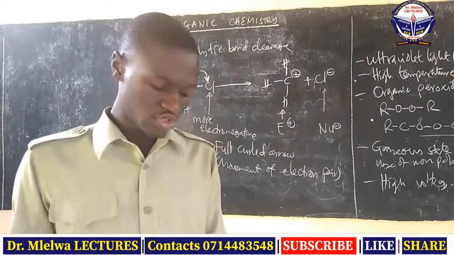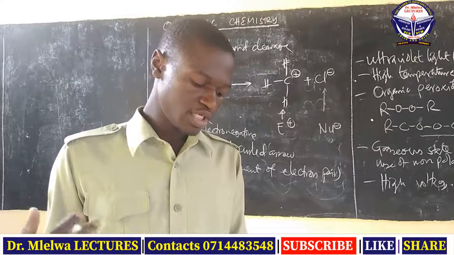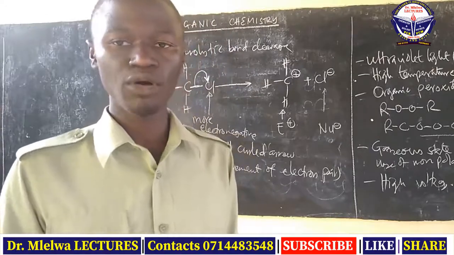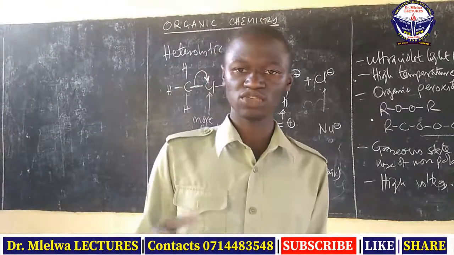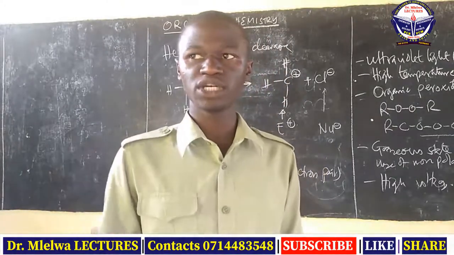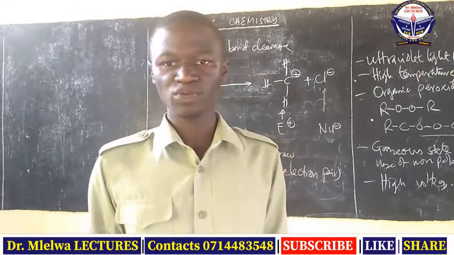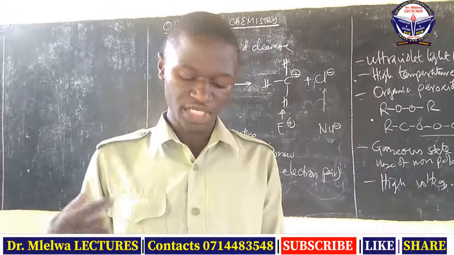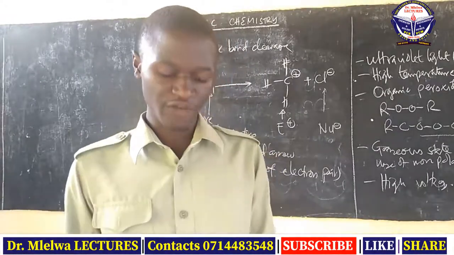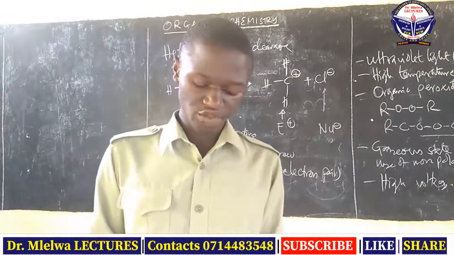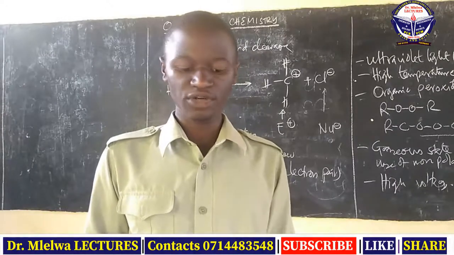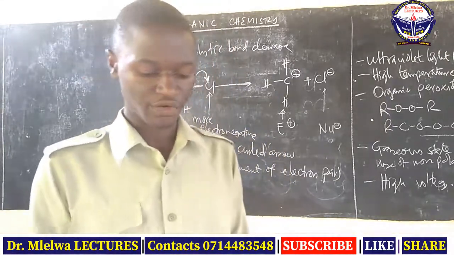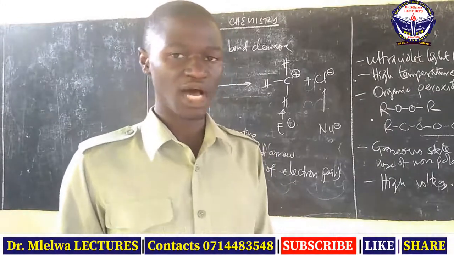So tunachokisema ni kwamba heterolytic bond cleavage is the bond cleavage mechanism whereby one of the bonded atoms takes all of the two bonding electrons. Kwa hiyo kama one of the bonding atoms ikichukua all two electrons, that means another atom will be deprived of electrons, and that's why it is positively charged. So the atom which takes all bond electrons becomes negatively charged or a nucleophile, while that one which is deprived of electrons becomes positively charged. So heterolytic bond cleavage results in the formation of an electrophile and a nucleophile. Heterolytic bond cleavage occurs in all conditions which do not allow homolytic bond cleavage.